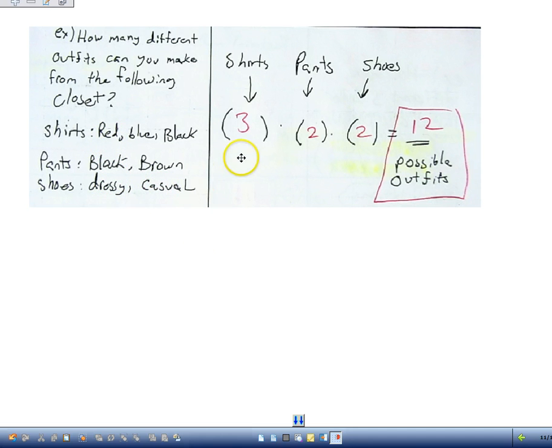For shirts we have 3 options, and I'm going to put the 3 here and multiply that times the number of options for the pants. There are 2 options for pants, so multiply by 2. And for the shoes, there are 2 options, so multiply by 2. The total number of possible outfits is 3 times 2 times 2, which is 12 possible outfits.